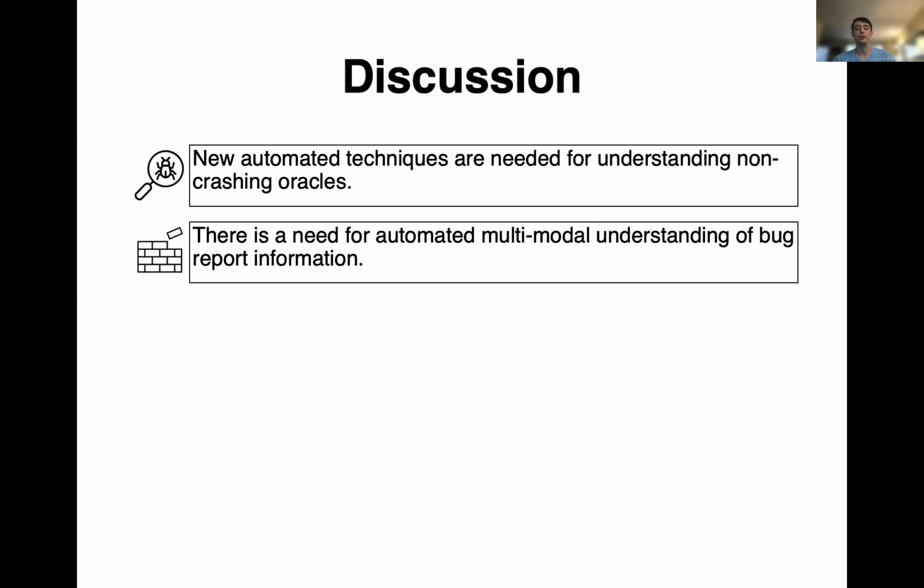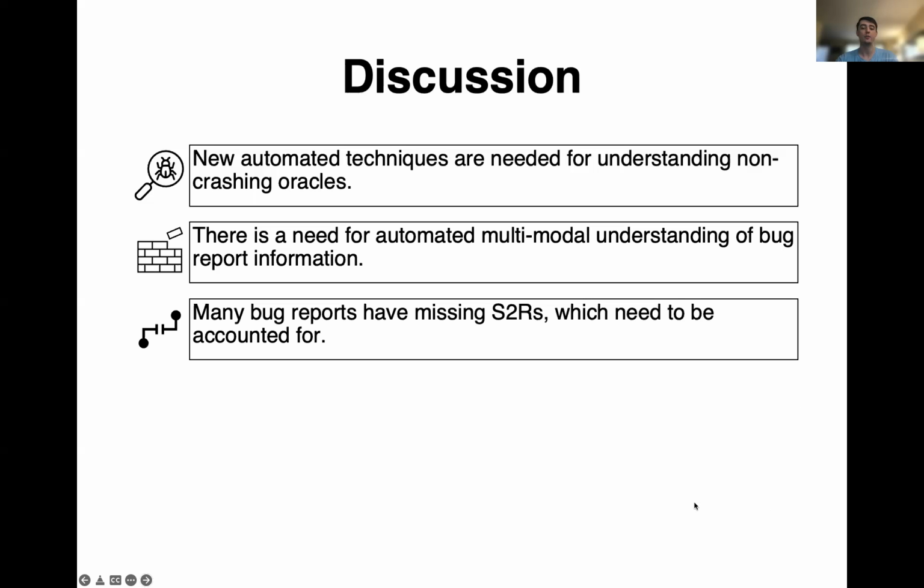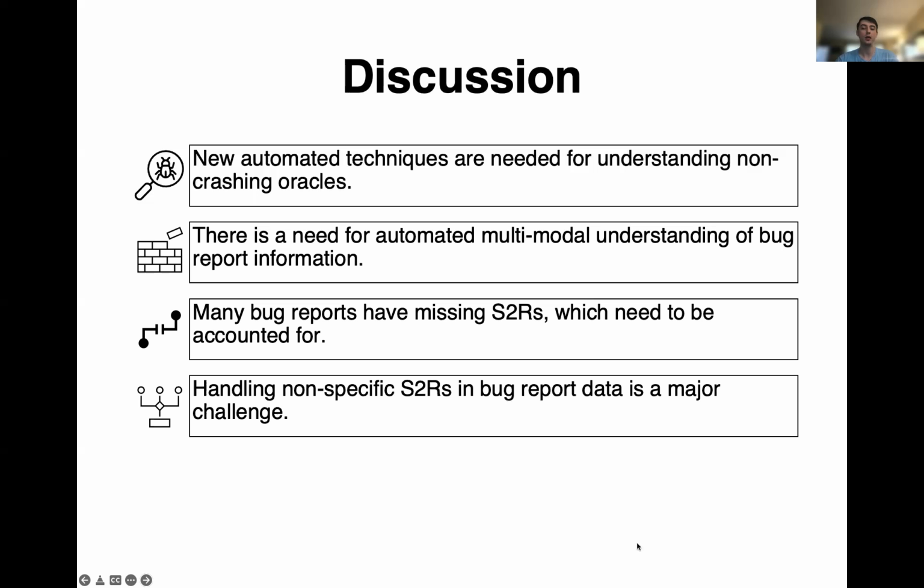Our analysis also illustrated that 92% of studied bug reports have at least one missing step to reproduce, and this represents a very notable challenge for automated report analysis techniques, which will likely need to somehow infer this missing information in order to provide working analyses. And so reasoning about these missing steps to reproduce is required. And in addition to the high prevalence of missing steps to reproduce, our analysis also found that 36% of the steps to reproduce in these bug reports were mapped to multiple GUI actions, which represents another challenge. And so handling these non-specific steps to reproduce is a major challenge.